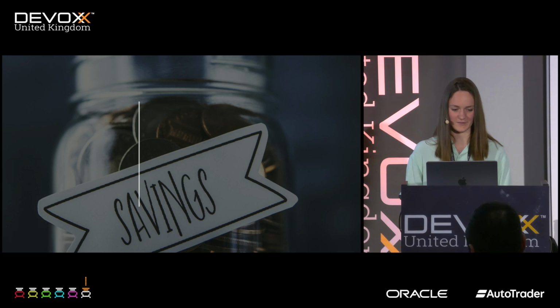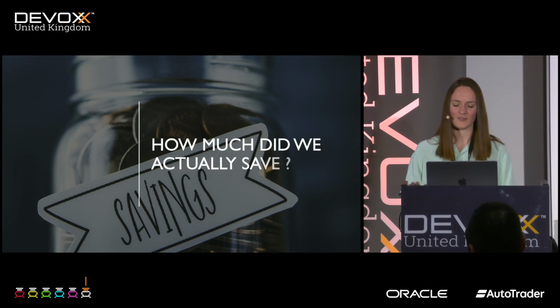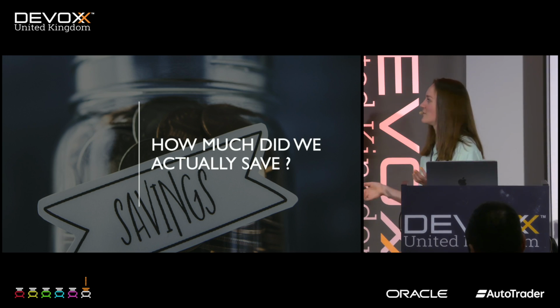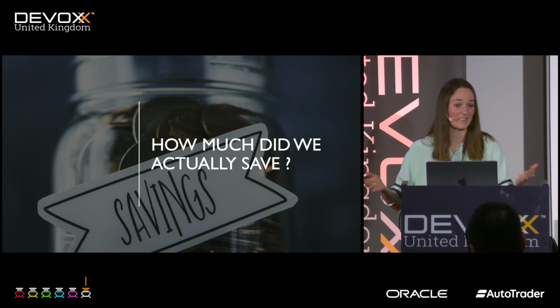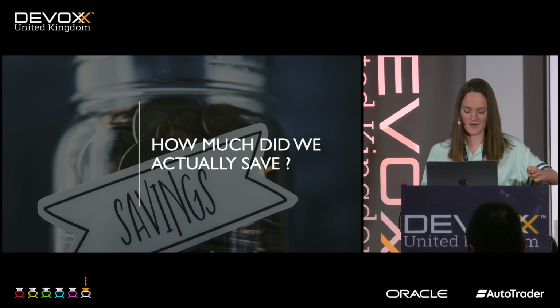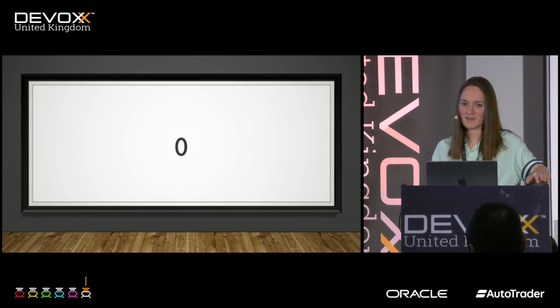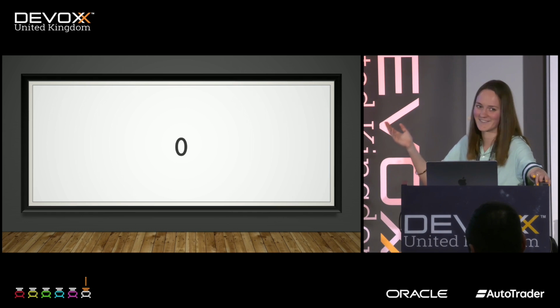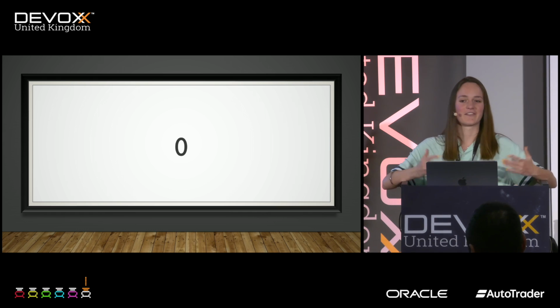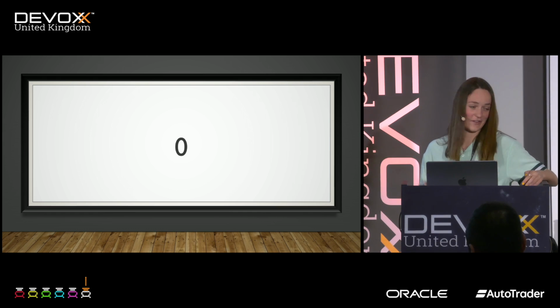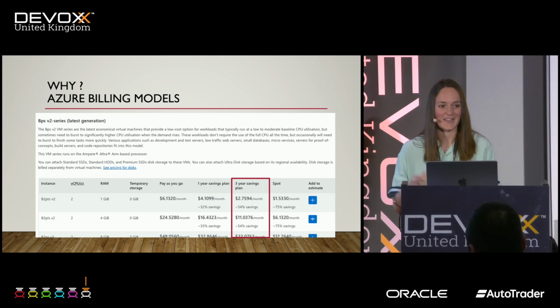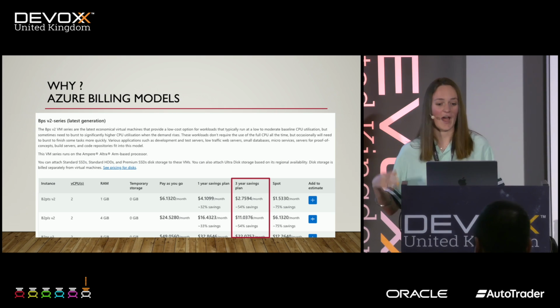So we are now going to move on to a very interesting question: how much money did we actually save? Because that's why we're here, right? Interestingly enough, we saved 0. So all this work is great, but we did not save money. And why is that? The first thing is mainly the Azure billing models.